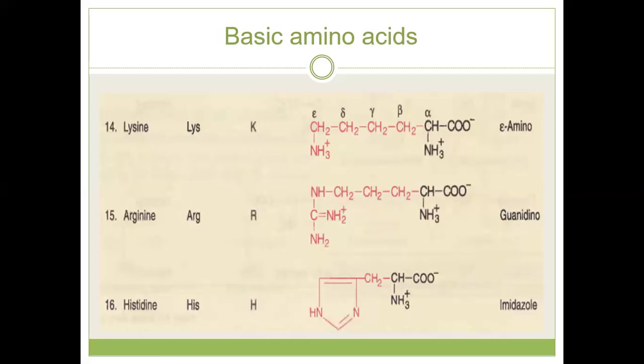So all these groups now, they are basic because they have this amino group, and this amino group is basic in nature. That is why it has an additional amino group. They are basic in nature. So that is the reason why they are called basic amino acids.